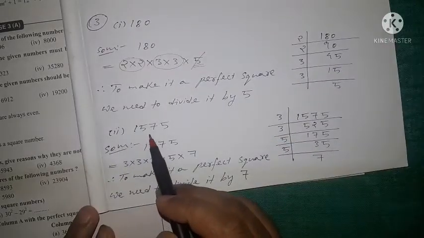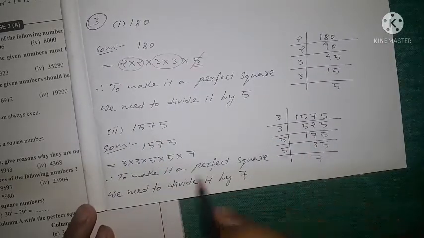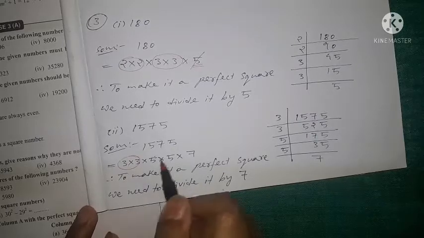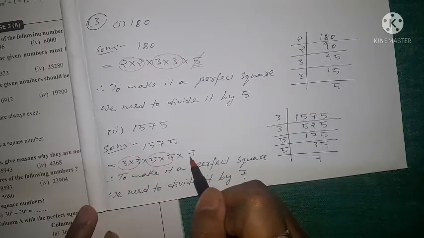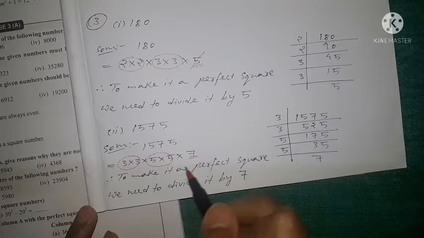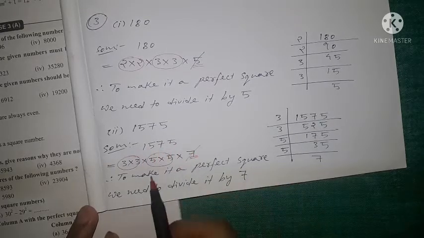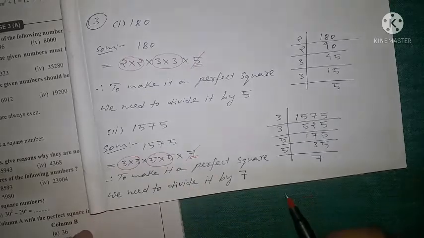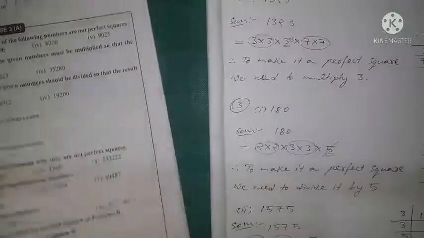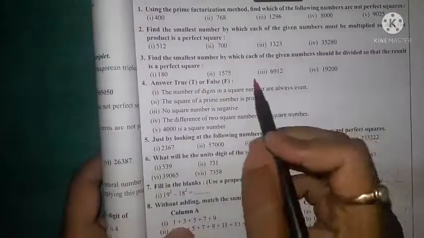Similarly, for the second one, 1575, if we do the prime factorization, it becomes 3 into 3, 5 into 5, and this 7 remains alone. So in order to make it a perfect square, we must remove this 7. So therefore, we must divide 1575 by 7. Then only it will become a perfect square. So in a similar manner, you can do the rest.